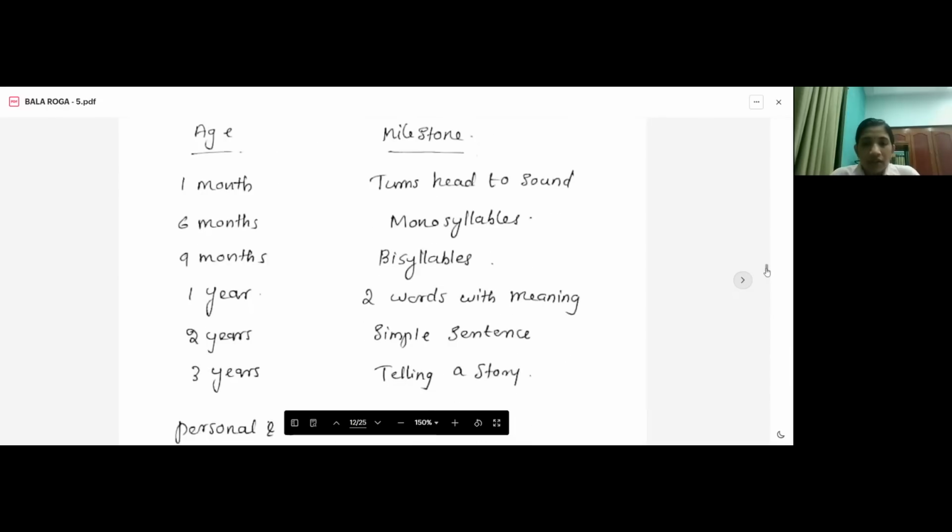And in 1 year, words with a meaning, meaningful words, 2 words in combination. In 2 years of age, he will say a simple sentence. And in 3 years, he tells a story. So he is capable of telling a story in 3 years. In the 1st month, turning the head towards the sound, and in the 2nd year, he will speak in a sentence. So these are about the language development.